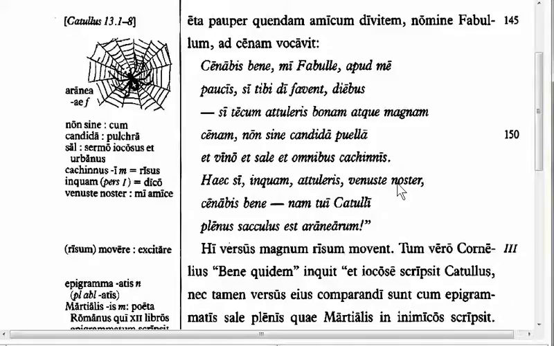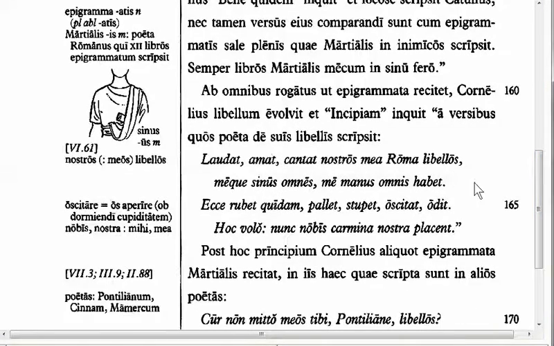In line 163, we have laudat amat cantat nostros mea Roma libellos. Another example of poetic plural. Subject here is mea Roma. My Rome praises, loves, and sings my books. Nostros, literally our books, but he's only talking about himself here, so translated as meos libellos, my books.